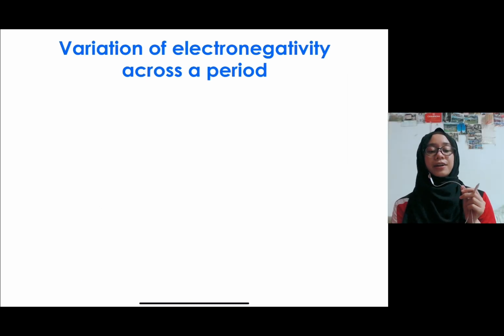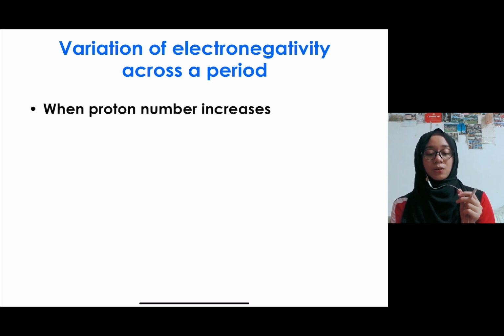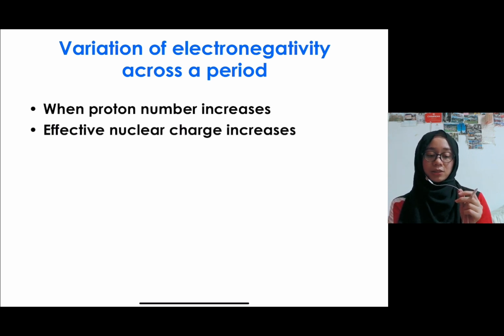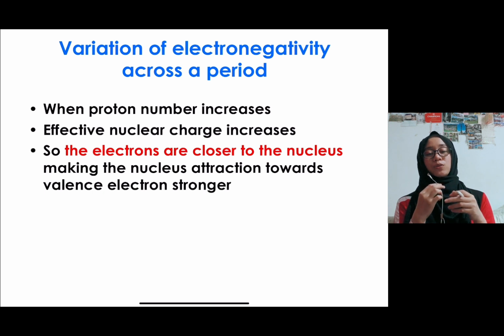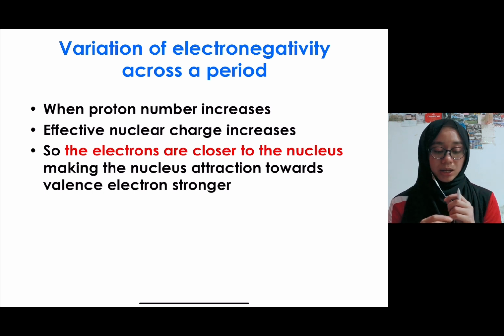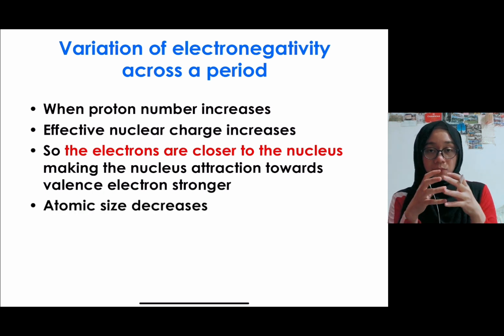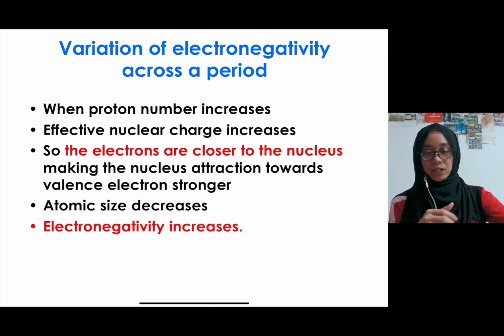Okay, so variation of electronegativity across a period. So when proton number increases, effective nuclear charge increases, so the electrons are closer to the nucleus, making the nucleus attraction towards valence electron stronger. Okay, therefore the atomic size akan makin kecil, so electronegativity akan increase.